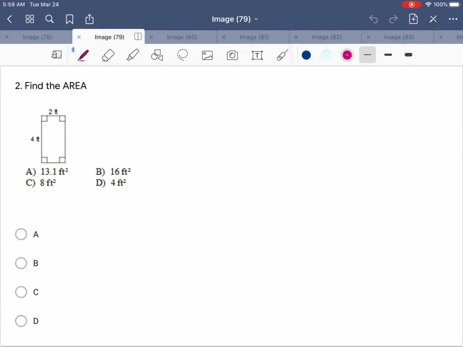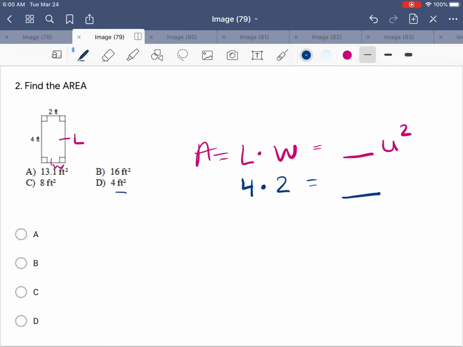Number 2, again, this is area of a rectangle, which actually has the same formula. Area equals length times width. So on this one, we could say that this is the length, this is the width. So my length is 4 and my width is 2. And remember, whatever the answer is will be the units squared. So whatever 4 times 2 is, and they are using feet, so whatever 4 times 2 is in feet squared would be my answer.